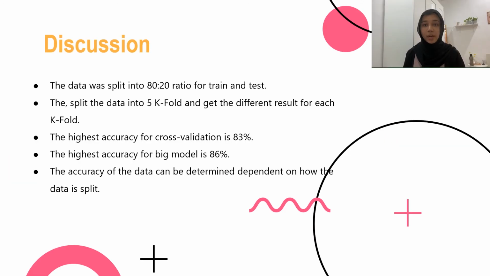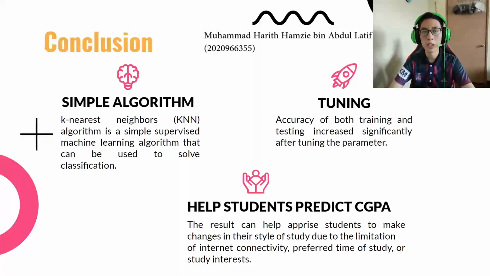Next, I will explain about the discussion. We split the data into an 80-20 ratio for train and test. Then we split it again into 5 k-fold in an 80-20 ratio too. The highest accuracy we got for cross-validation is 83%, and the highest accuracy for the final model we got is 86%. From that, we know that the accuracy can be determined depending on how the data is split. As a conclusion, k-nearest neighbor is a simple machine learning algorithm that can be used to solve classification.